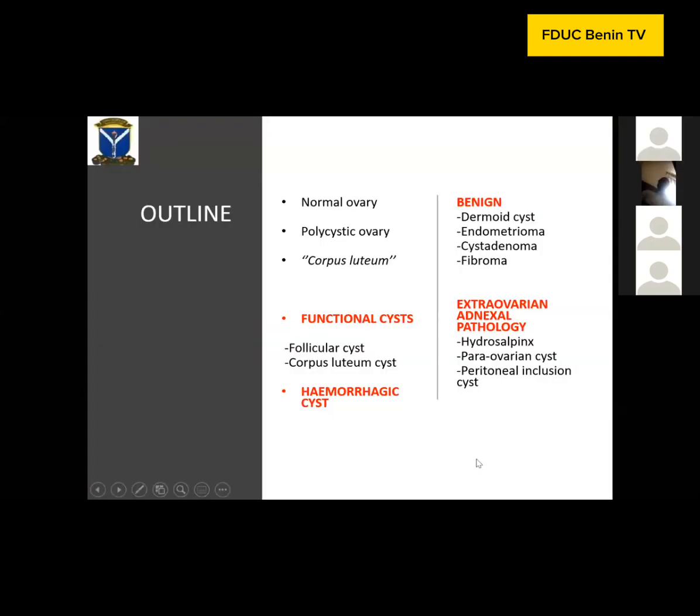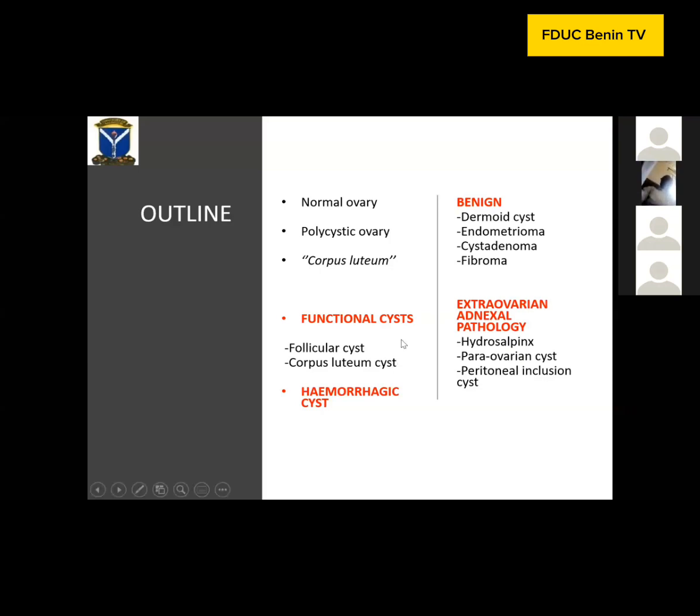Before we discuss the pathology, it's important for us to remind ourselves about the normal ovary. Now, the corpus luteum, as we are all aware, is also part of the normal ovary. But because it is a great sonographic mimic, it's important for us to create a niche for the corpus luteum so that we appreciate the appearances of the normal corpus luteum.